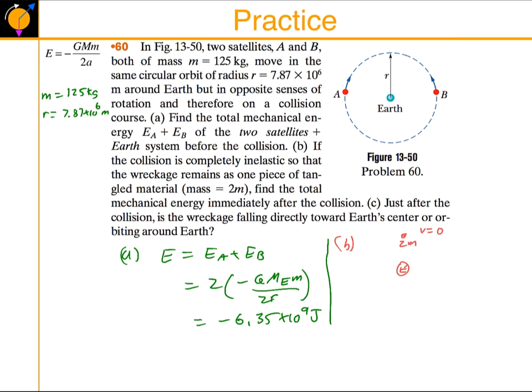So they no longer have kinetic energy, but they're going to have combined potential energy together. Their total energy is just going to be, it's one object, right? So it's going to be minus G Me times the mass of that new object, which is 2m, over 2r. So the total energy is the same. It's just that the kinetic energy has become potential energy now.